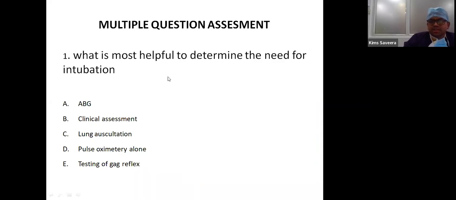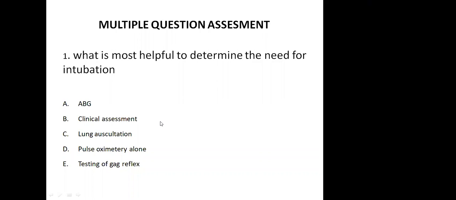What is the most helpful to determine the need for intubation? ABG, clinical assessment, lung auscultation, pulse oximeter alone, or testing of gag reflex. Participants can answer in the chat box.